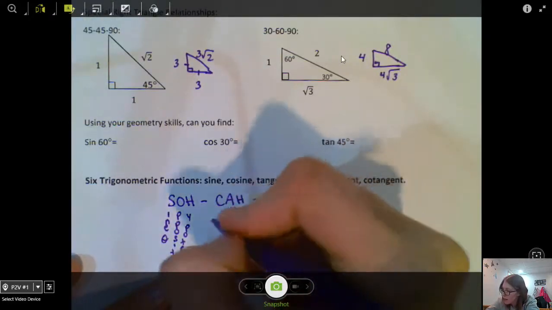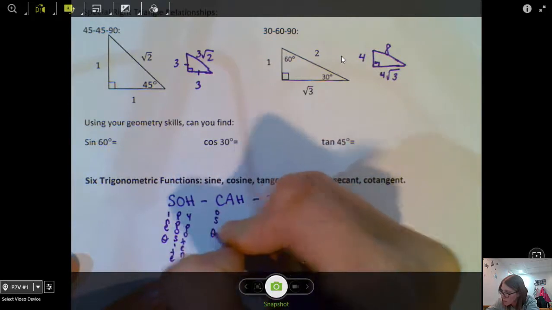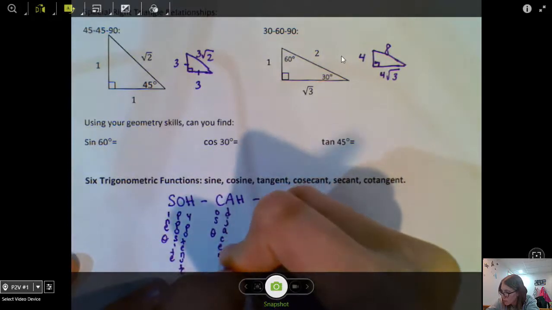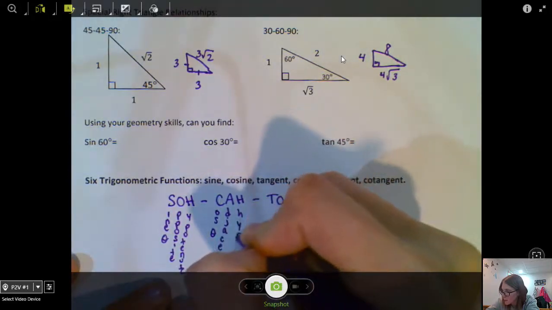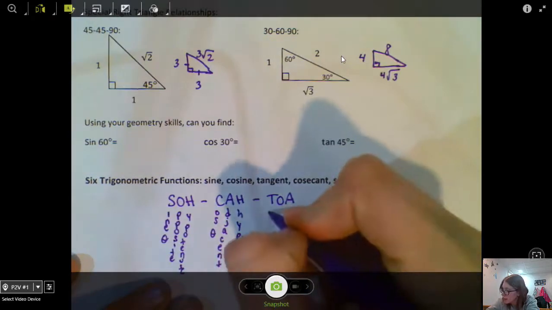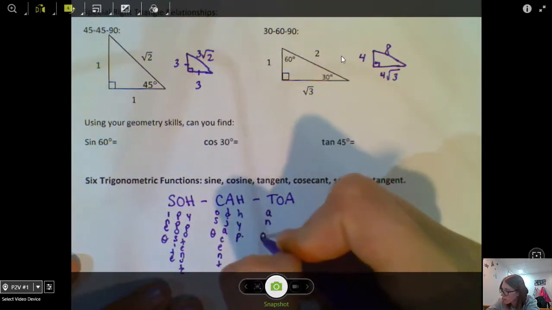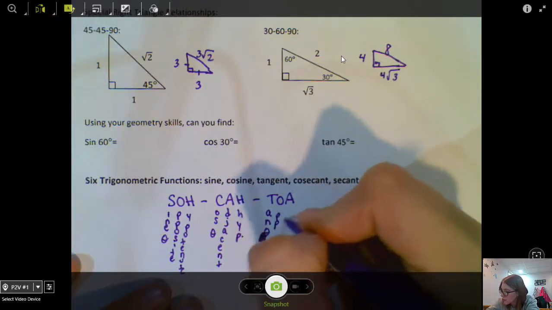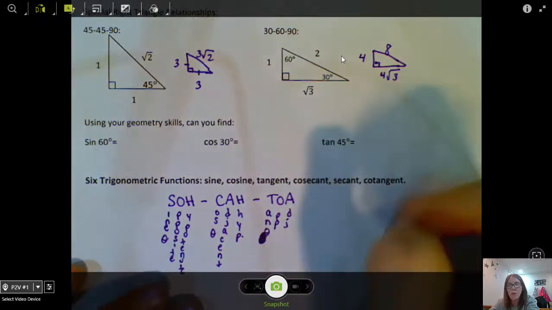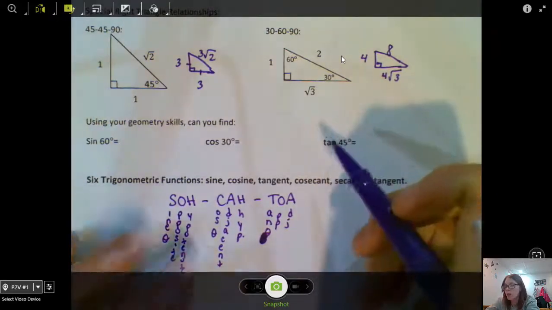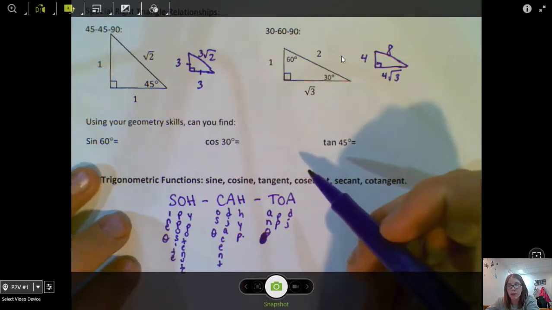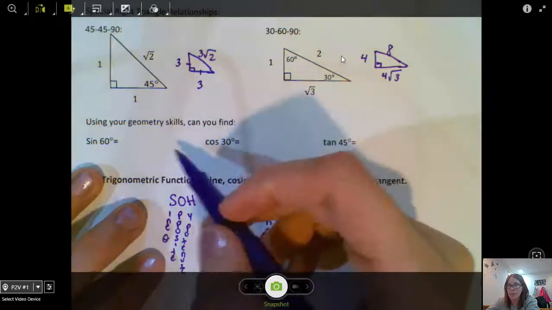The cosine of an angle equals the adjacent over the hypotenuse. And the tangent of an angle equals opposite over adjacent. Hopefully that kind of rings a bell. And then using those skills, using that acronym, SOH-CAH-TOA, we can figure out all of these 3 problems.